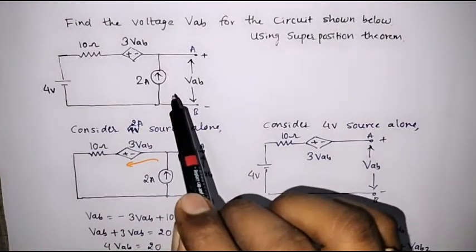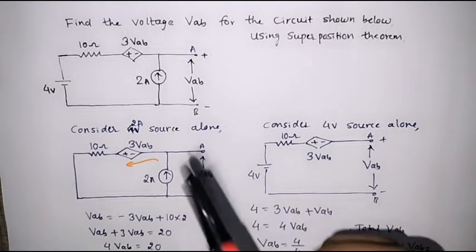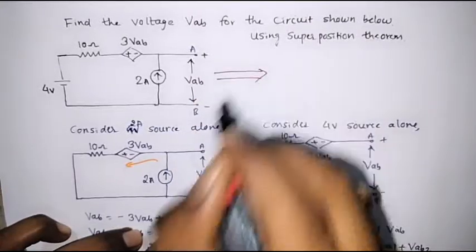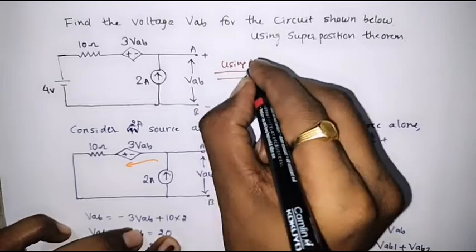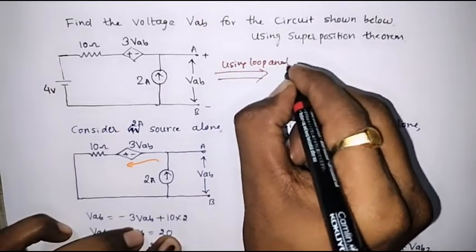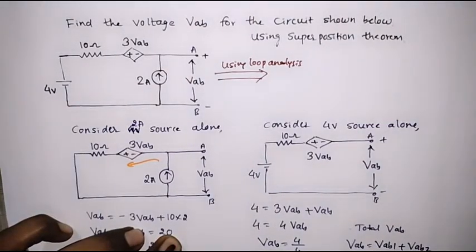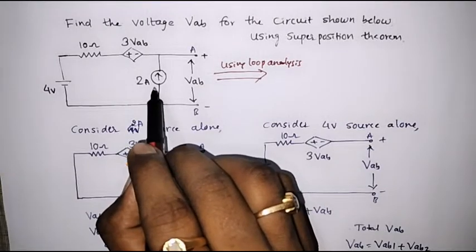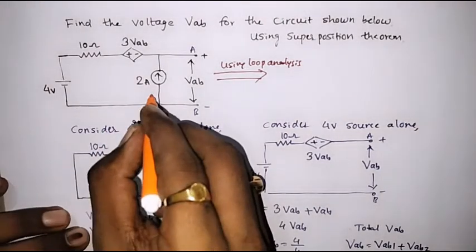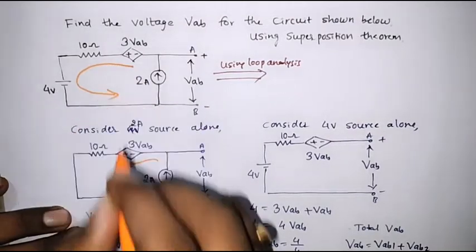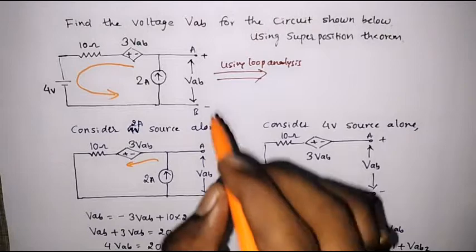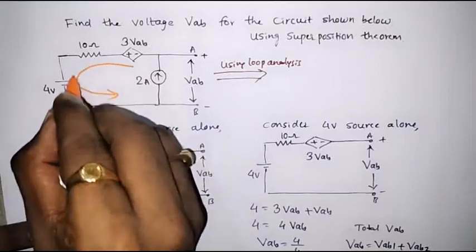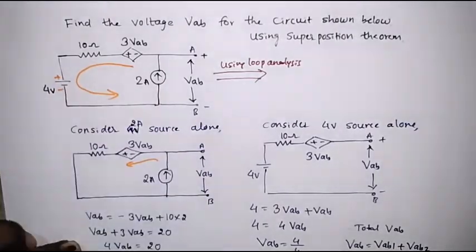We will verify using the loop analysis method. I'll solve the same circuit using the loop analysis method. Using loop analysis, we can observe that the entire 2 amp current source will flow through this loop, because here the terminal A and B is open, no current flows in this branch, so the entire current will flow through this loop. So this is the positive terminal, this is the negative terminal.